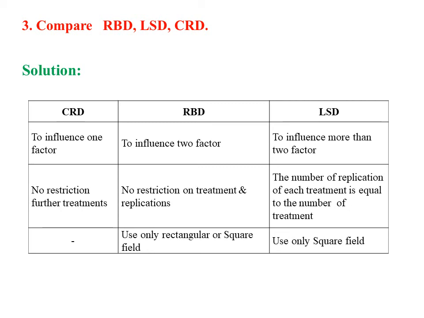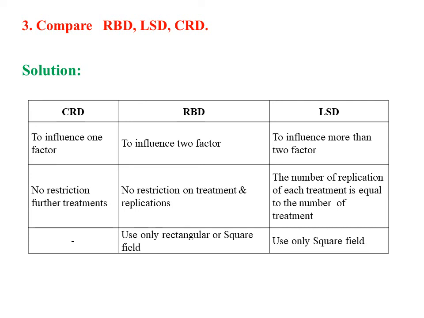Look at RBD, to influence two factors, row and column. We even discussed a problem on detergent and engine, like that. Two factors will influence. There is no restriction on treatment and replications, and we use only a rectangular or square field. These are all the points for RBD.